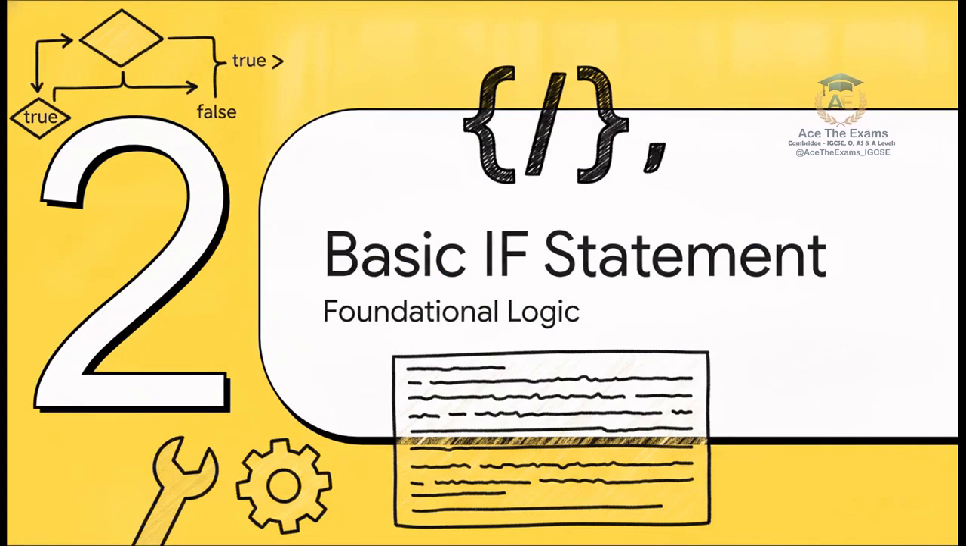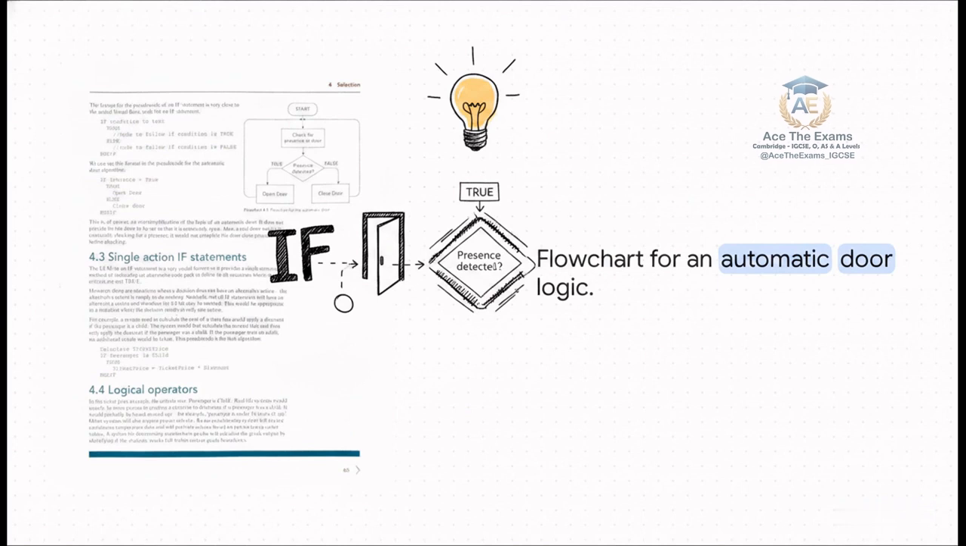Moving on to part 2, the basic if statement. When you map this logic out visually, it becomes super clear. In flowcharts, a decision is always represented by a diamond shape. Right in the middle, you have a question. Presence detected? The code is providing a condition to evaluate here. If the outcome of that is true, we follow one specific path, open door. But if the outcome is false, we follow the else path, which is closed door.